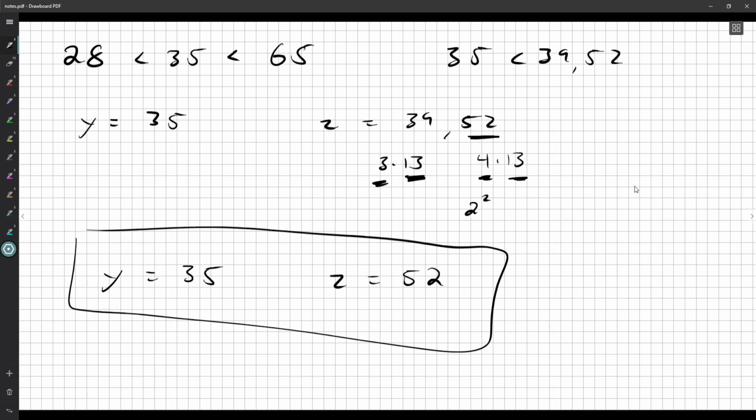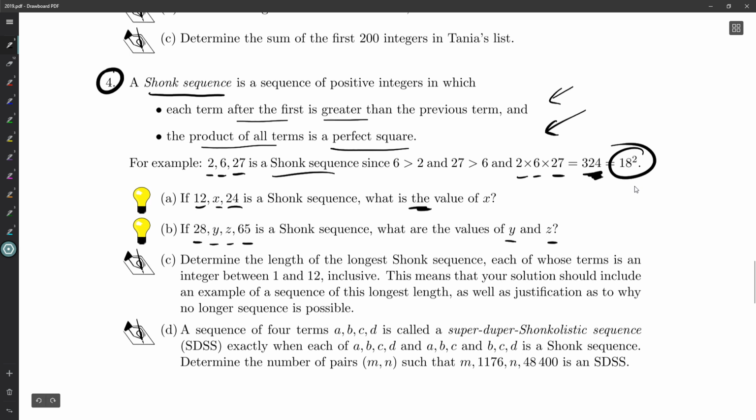Okay. So we would put them in the box provided in the booklet, and off we go to C part. All right, C, determine the length of the longest Schonk sequence, each of whose terms is an integer between 1 and 12 inclusive. So my solution should include an example of a sequence this long, as well as explaining why no longer sequence is possible.